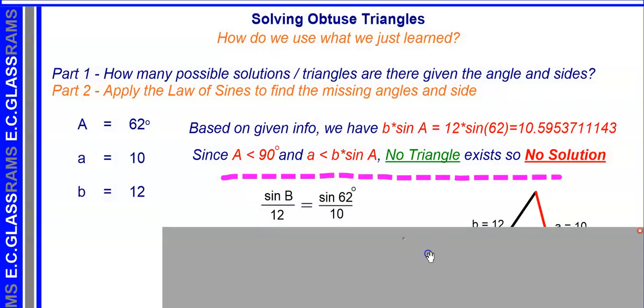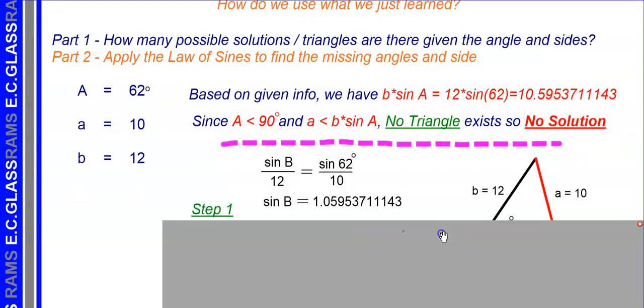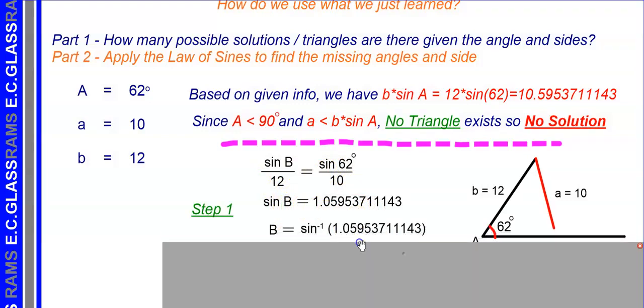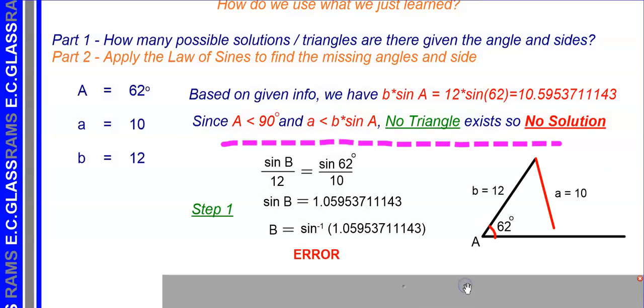So what you would first do is follow step 1, which is to find the missing angle opposite from the side you're given, using the complete pair of side a and angle A. So sin B over 12 equals sin 62 over 10. Therefore I multiply by 12 on both sides, and get sin B by itself equal to 1 point, that entire decimal number. But remember that if we want to find the angle, you need to find the inverse sine of that decimal number. And if you do everything correctly, you will get an error message.